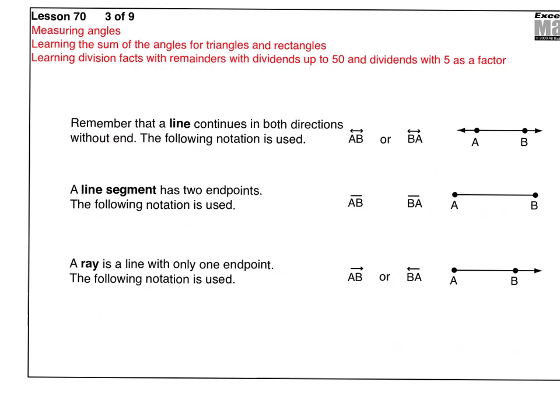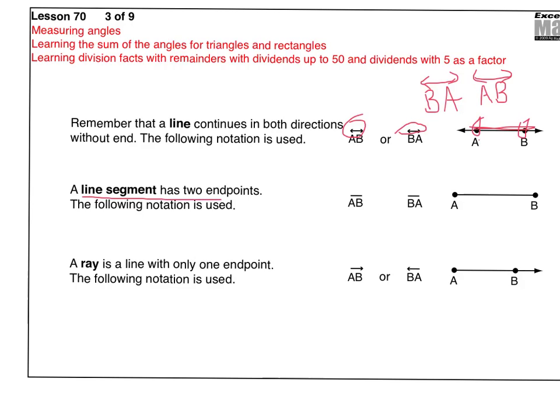All right, remember that a line continues in both directions without end. The following notation is used. So this is line AB. Notice that there's a line symbol up there, or we can call it line BA. You cannot just write BA or AB because that doesn't tell us anything. That's just 2 points, point A and point B, but it doesn't talk about the line in between, so you have to put this symbol on top to make it actually line AB.